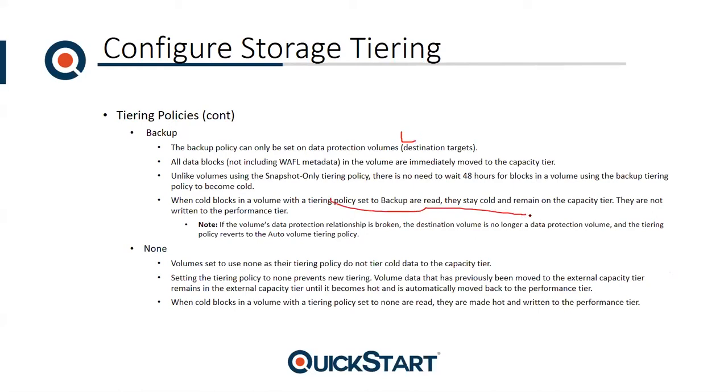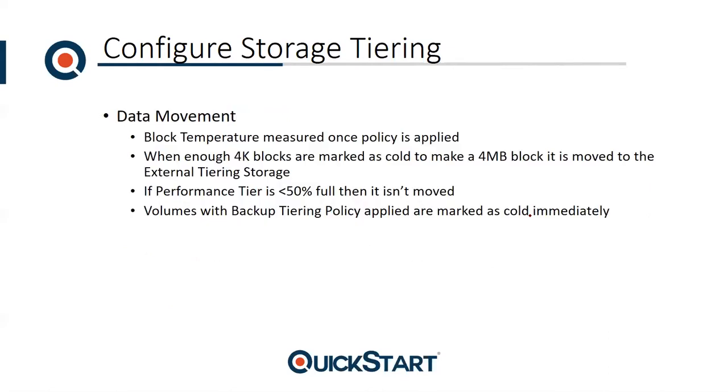Again, they'll stay cold, remain in that capacity tier. And there's also, by the way, a way of moving volumes directly to the capacity tier. Basically, you're marking them with the backup policy as you do the move. I didn't cover that here. It's a little bit more complicated, and it's not an automatic process, so it didn't really go into my categories here. But that's something else that you can think about. And then none, of course, means that it won't be moving the data automatically at all. Okay, so again, keep in mind the data moves when it is marked as cold.